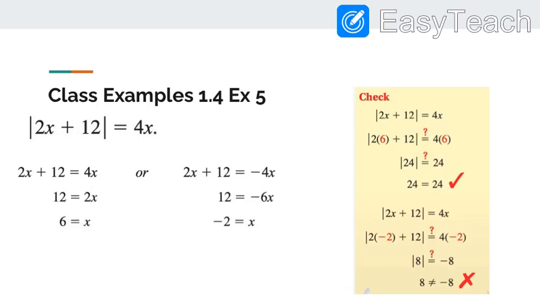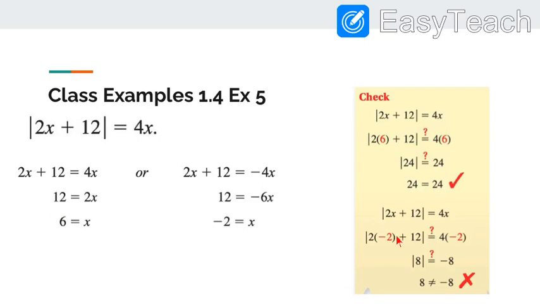This other problem, they did a similar thing. They subtracted 2x over, so now instead of having negative 4x, they now have negative 6x. Divide both sides by negative 6, and they get negative 2 is equal to x. So these are our two answers. However, over here, when you're checking your work, you'll notice that when you plug in the 6, so when you plug in this first answer, it does solve out correctly. It gets to 24 equals 24.